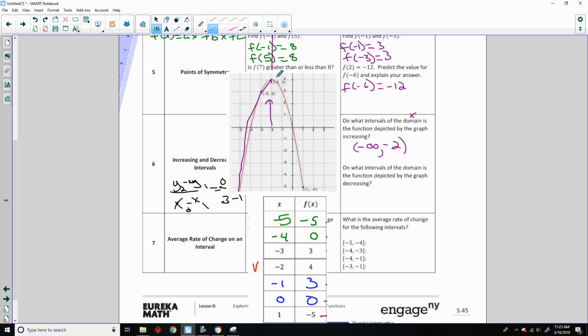On what interval of the domain is the function decreasing? Well, it's decreasing from my vertex to infinity. So it's decreasing from negative 2 to positive infinity.